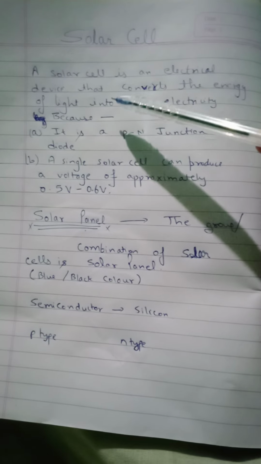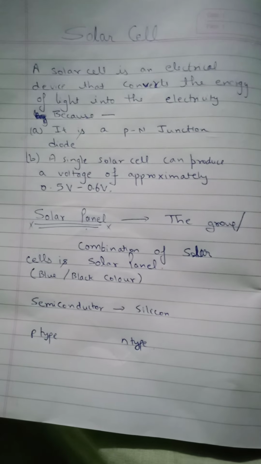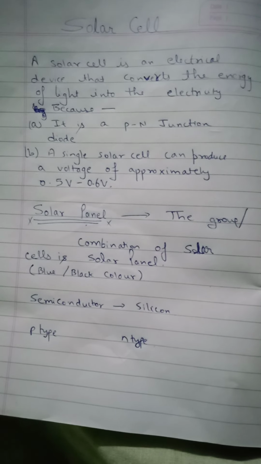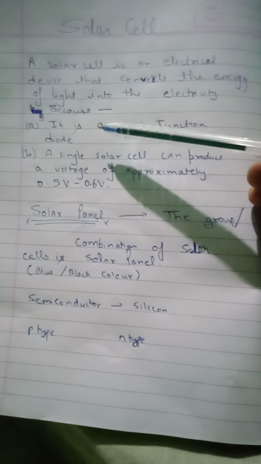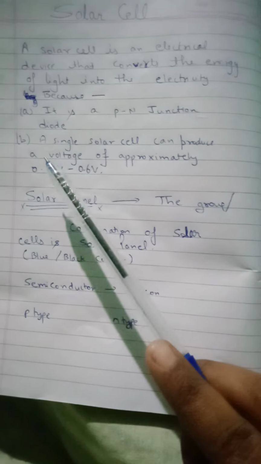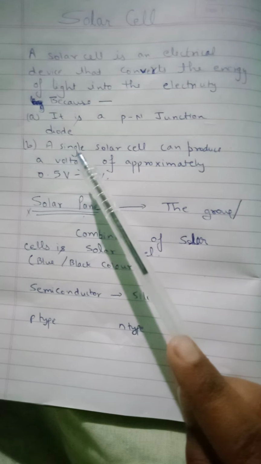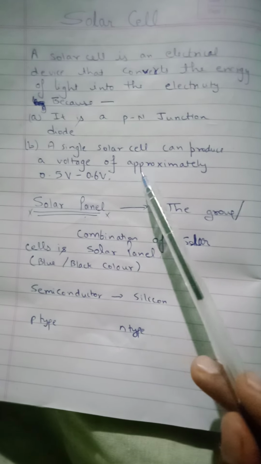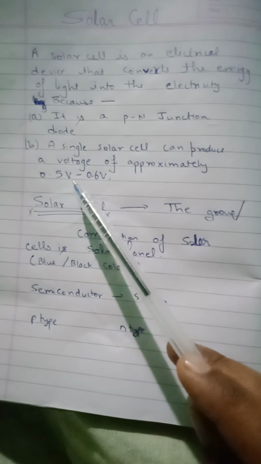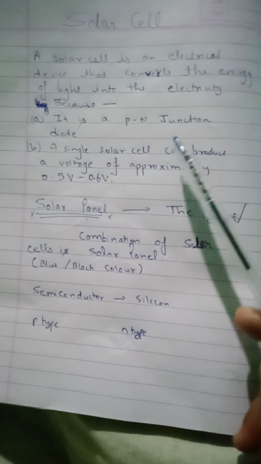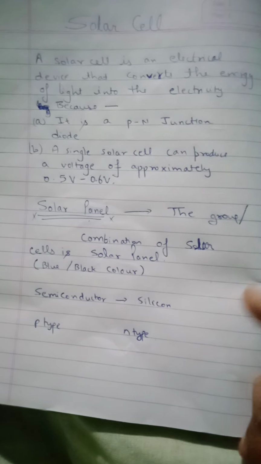Now, how can it convert the energy of light into electrical energy? The first reason is that it is a PN junction diode. Second, a single solar cell can produce a voltage of approximately 0.5 volt to 0.6 volt. It means these are the qualities of the solar cell.